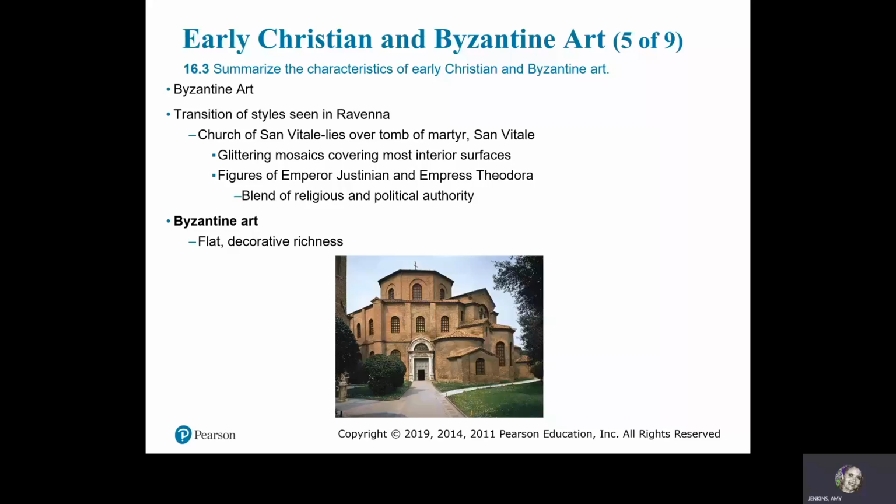In Byzantine art, we have a transition of style seen in Ravenna. The Church of San Vitale lies over the tomb of the martyr San Vitale. There are glittering mosaics covering most of the interior surfaces. The figures of Emperor Justinian and Empress Theodora are a blend of religious and political authority. In Byzantine art, we have flat decorative richness.